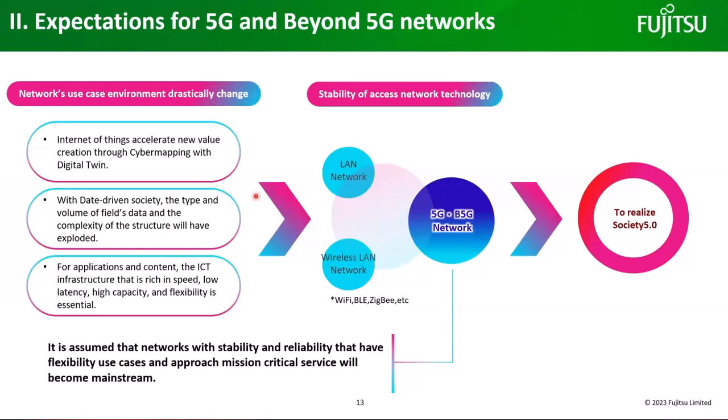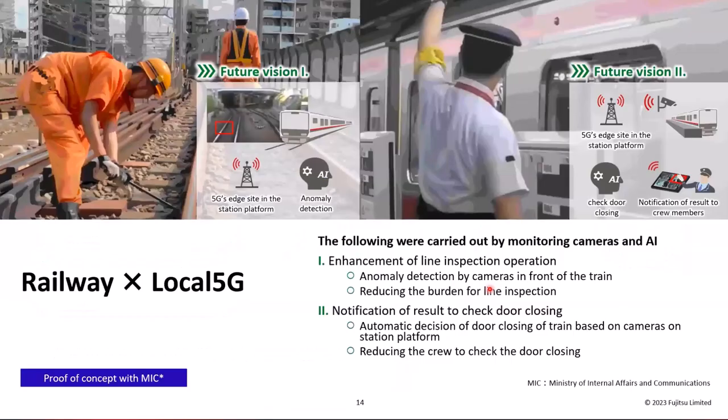Therefore, we believe that cellular wireless networks will become mainstream in place of fixed and uneconomical wired networks and unstable and unlicensed RAN networks. Technological innovation in the 5G and beyond 5G network is expected to solve these issues. Here are four examples of how 5G networks can be used.